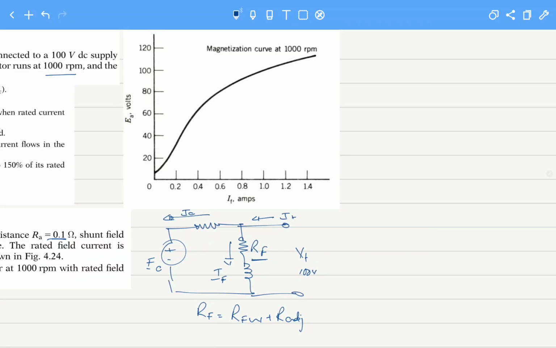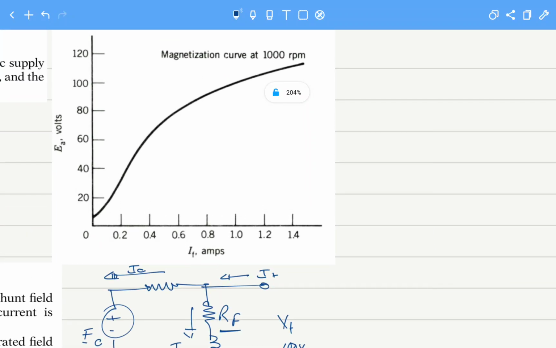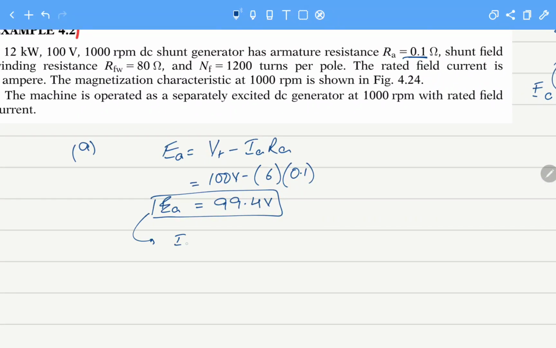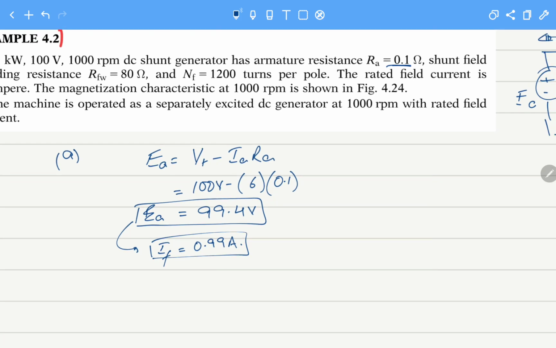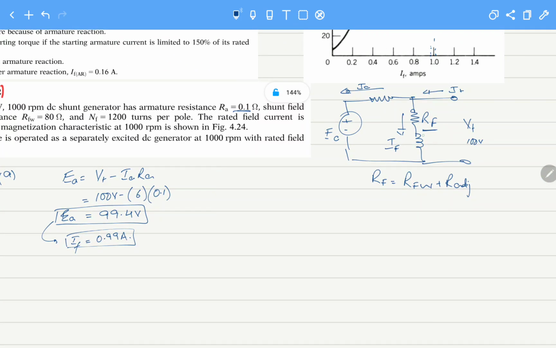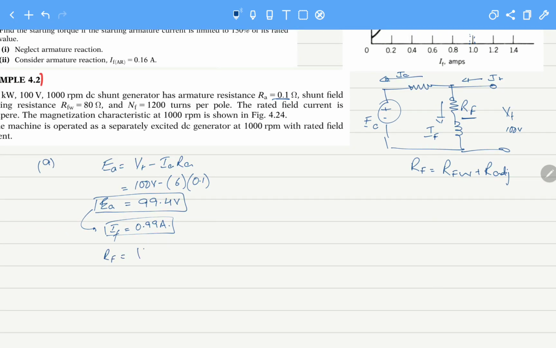And we have the magnetizing curve for the machine, at 1000 rpm, the speed at which the machine is rotating. This is 100 volts at 1. So 99.4 is a little less than this, and it will be somewhere here. We can assume that this voltage is produced when the field current is around 0.99 amperes. This is important because we have to calculate what the value of RF will be when the field current of 0.99 amperes is flowing through it. RF equals VT over IF, and VT we know is 100, divided by 0.99, that is 101 ohms.